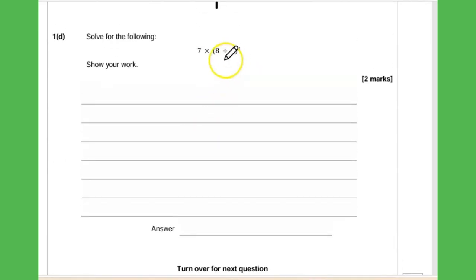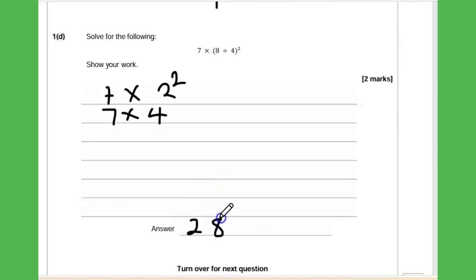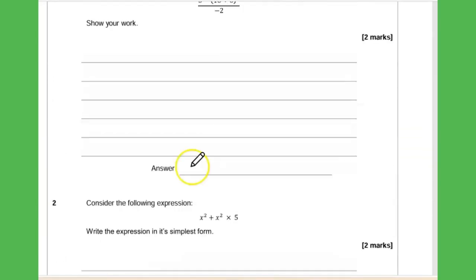Here we're going to first of all simplify this bracket. Bracket comes first all the time. So we're going to have 7 times, we simplify the bracket. 8 divided by 4 will give us 2. But that will be 2 squared because we have square here. And that will be 7 times 2 raised to the power of 2, which gives us 4. And 7 times 4 gives us 28. So we go to the next one.